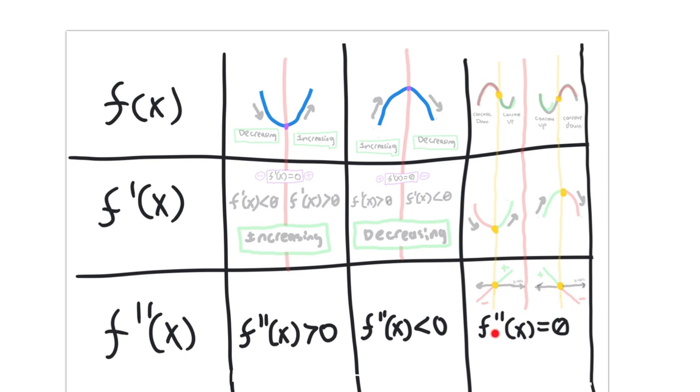So if f double prime of x equals 0, that's the yellow point, and it goes from positive to negative, then we have a positive slope here in f prime of x and a negative slope. So we have this sort of peak here, also known as a maximum or a local maximum. So that is the case. It's really this that you're going to have to deal with most of the time.